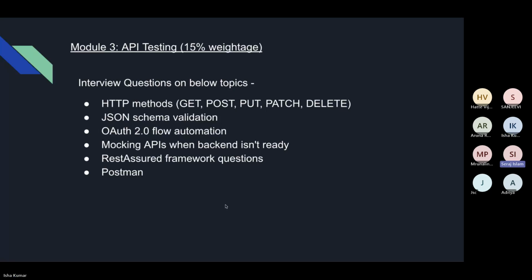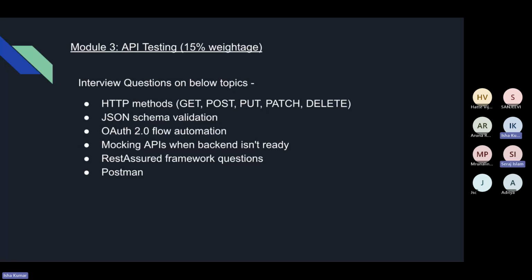The same thing we can automate also using JMeter. Exactly, now the question is, what is the difference? I don't find the difference between REST Assured and JMeter, right? Yes, correct. So that is an interview question: what is the difference between REST Assured and JMeter?